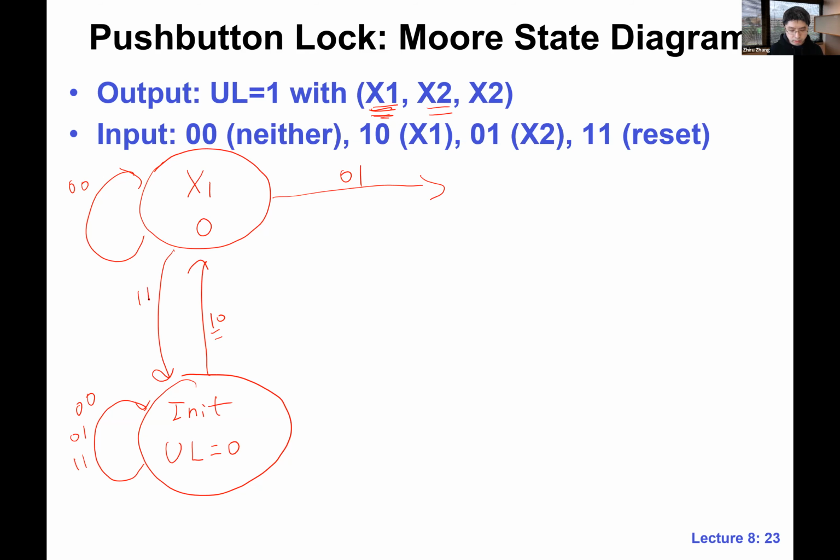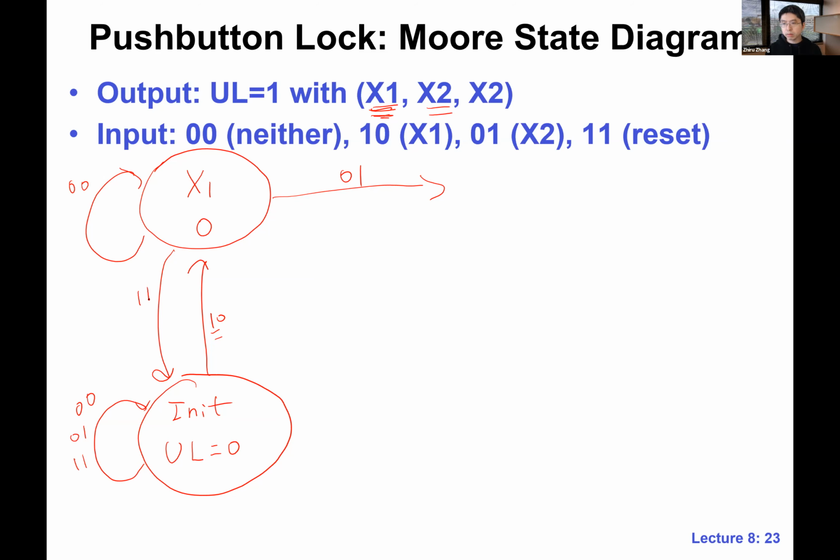What about x1? We have handled three cases. 0, 0: nothing happened, idle, so of course we stay. 0, 1: we go to the next state. 1, 1: we reset, we go back to init. What about 1, 0? 1, 0 means x1. Do we stay or go back?